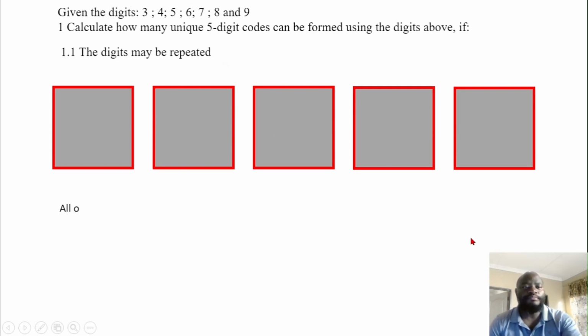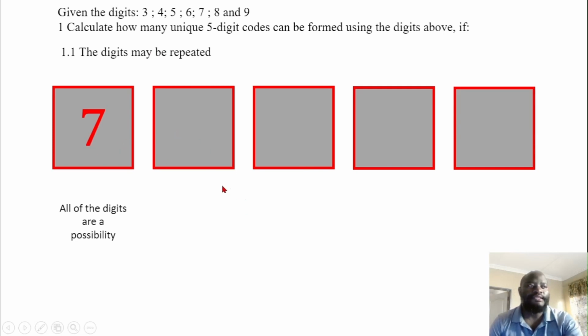So let's see the first position. We see that since the digits may be repeated, all the digits are a possibility for this place. So it means we will have a 7 here. The 7 represents the number of digits that we have here. So if we had 10 digits, we will put a 10. If we had 5, we'll put a 5 here. So we have 7 that can be used. So that's why we have a 7.